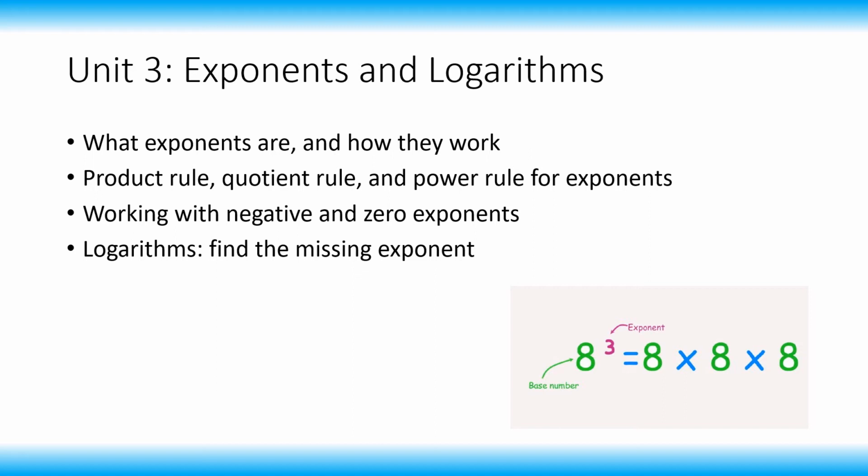We'll talk about the different rules that you can see written here. There's a product rule, a quotient rule, and a power rule for exponents. So basically, if you've got two numbers being multiplied together and they've both got exponents in them, there's a certain trick that works sometimes that you can use in that case. But if they're not being multiplied, but instead they're being divided, then there's a different rule, and so on.